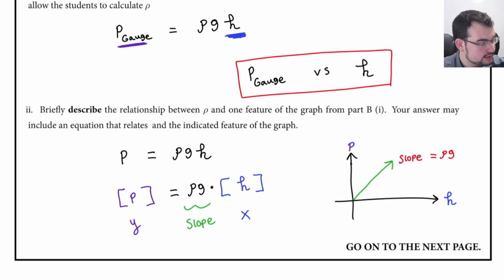So how do you get B1? You had to say a valid linear relationship. How do you get B2? You had to have a correct slope relationship.